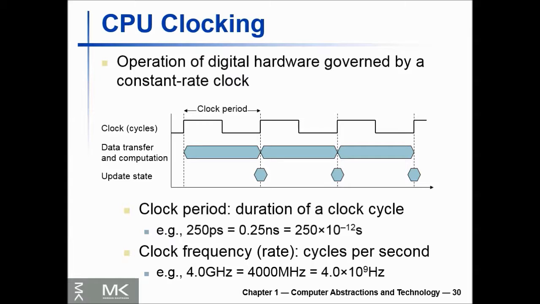Also, the clock rate, sometimes called clock frequency, is 1 over the clock period. For example, if a computer has a 4 gigahertz clock frequency, we also write it as 4000 megahertz and also as 4.0 × 10^9 hertz, which is the inverse of the clock period.